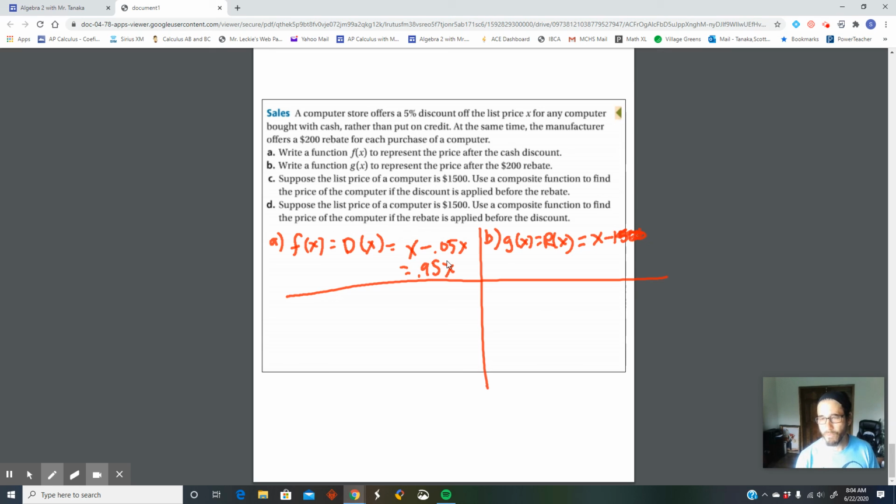Okay, and then it's saying, okay, suppose the, oh, snap. Mr. T, read the problem. It is a $1,500 computer. I get 200 off. Man, $1,500 would be a free computer. What? All right. So it's a $1,500 computer. They're telling me how much the computer costs. So that's how much X is.